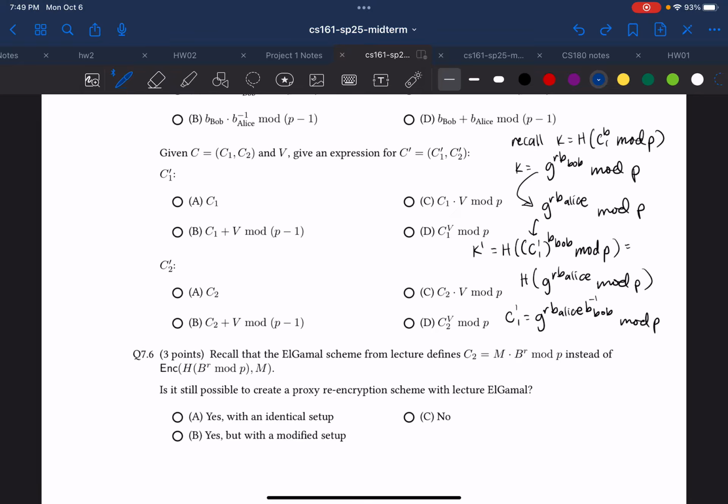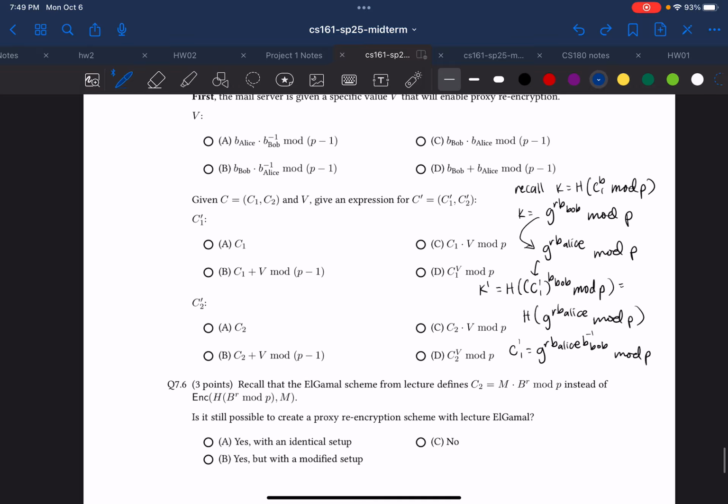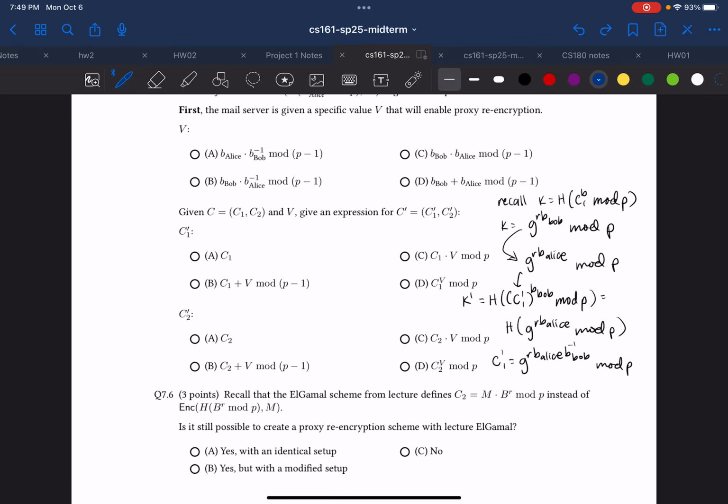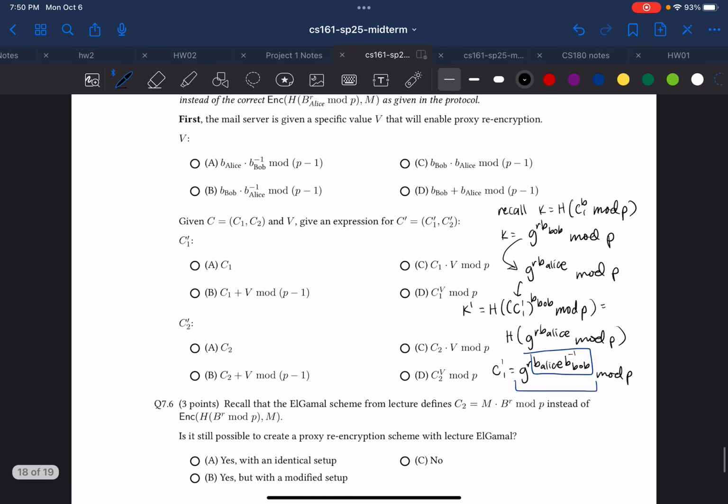And this actually pretty much solves our question. Our transformation here is going to be this part. That's basically the crux of the transformation we want to make between the ciphertext, and this is actually what's going to change for our ciphertext. So V is going to be this transformation we're making. So the answer for what V equals should be A.